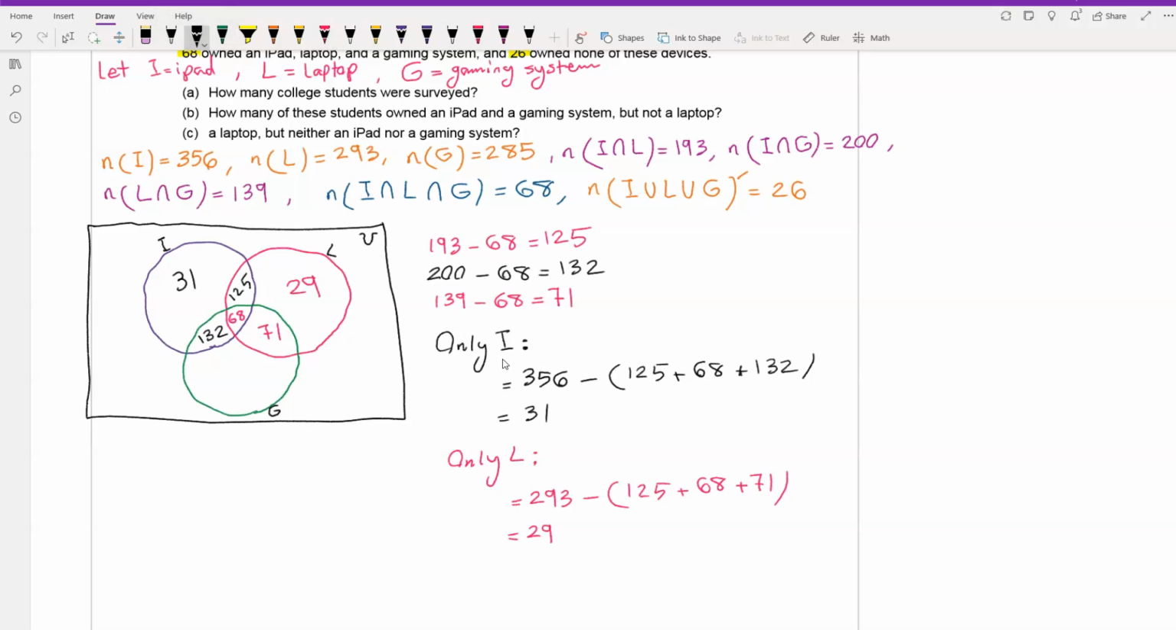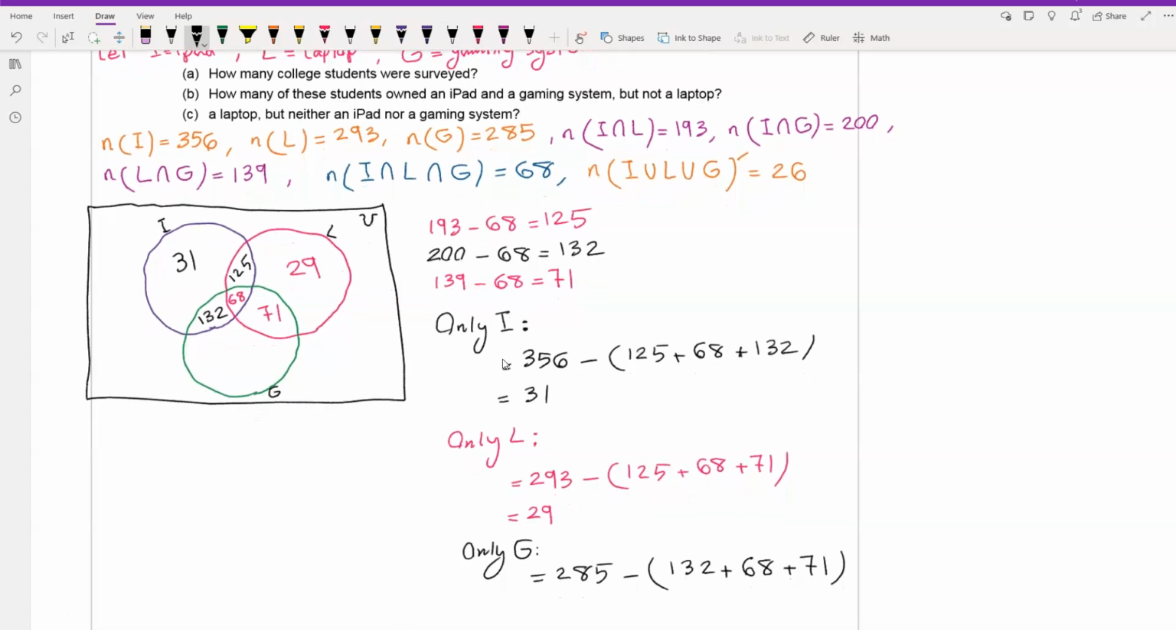And then we have only G. The answer for that part, for only G we have 285 minus, G we already have 132, 68, 71, so subtract these three numbers. And the answer is 14.